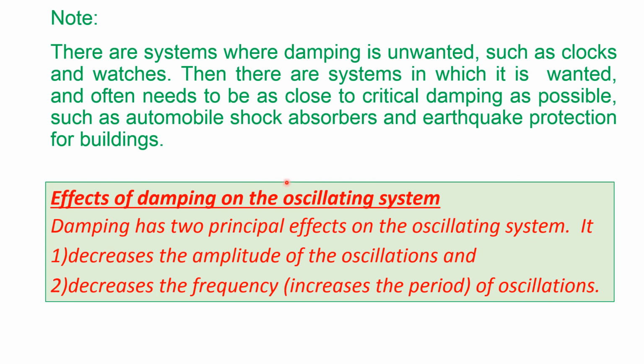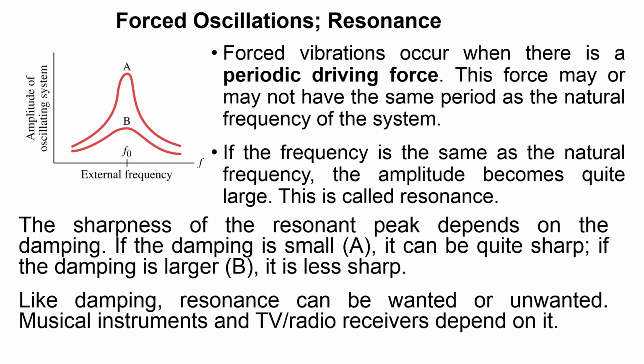The first effect of damping on an oscillating system is a decrease in amplitude of the oscillation. The second is a decrease in frequency, meaning an increase in period of the oscillation. You must know these effects of damping on an oscillating system: first, a decrease in amplitude; second, a decrease in frequency, meaning an increase in period of the oscillation.